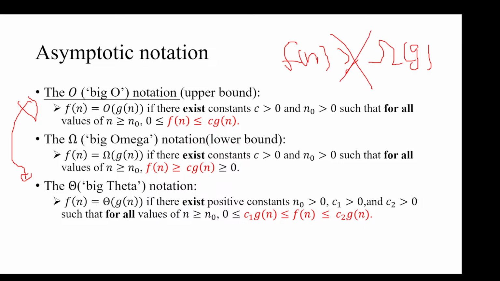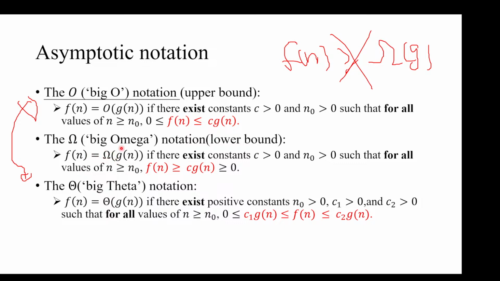And so also, although you know big omega is a lower bound, you kind of want to write f of n equal to omega over g of n. The correct syntax is f of n equal to omega g of n.